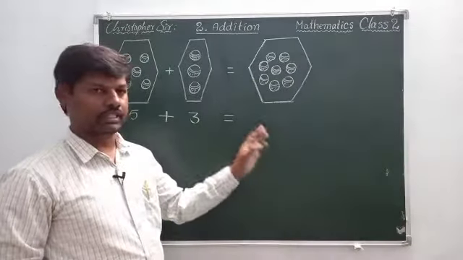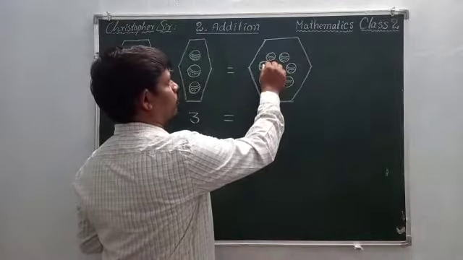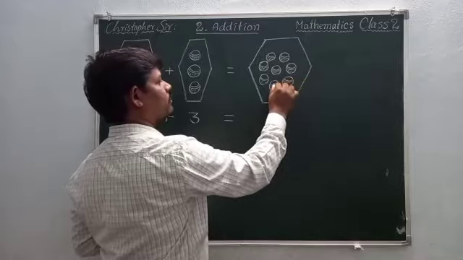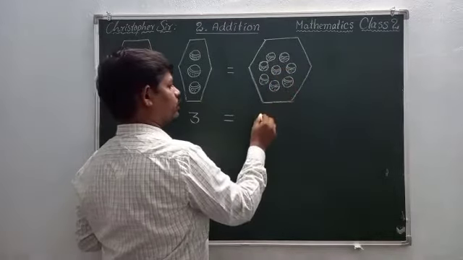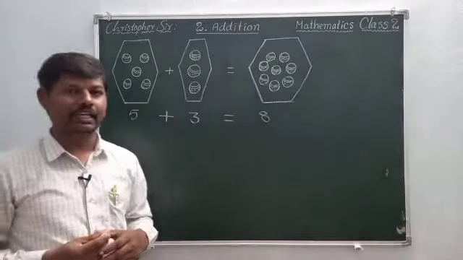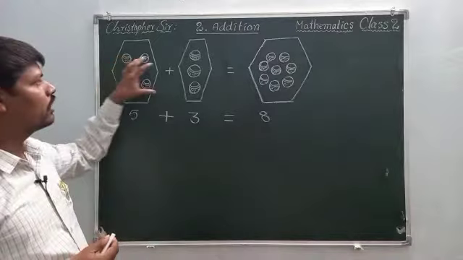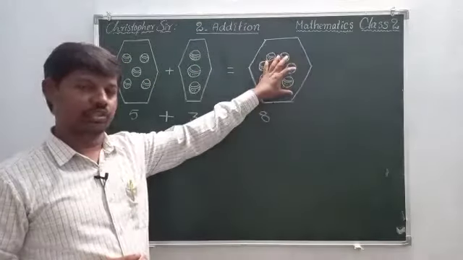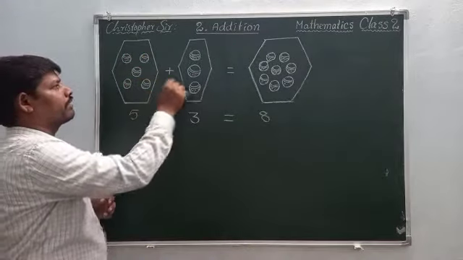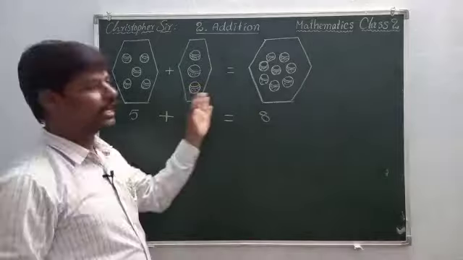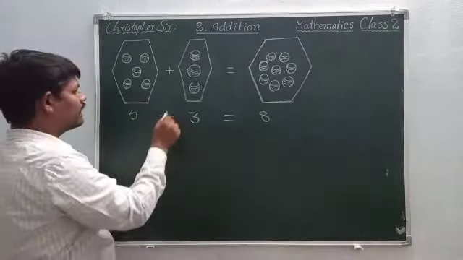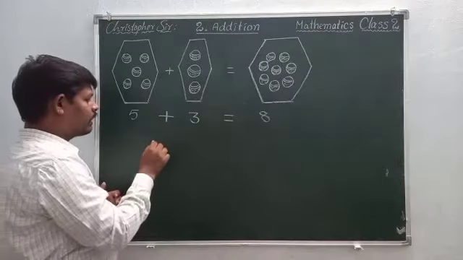So we have to count this. 1, 2, 3, 4, 5, 6, 7, 8. Total 8. So when you observe clearly, if you count this and this, you will get this number of parts. Let us count once more. 1, 2, 3, 4, 5, 6, 7, 8. Okay, so total 8.